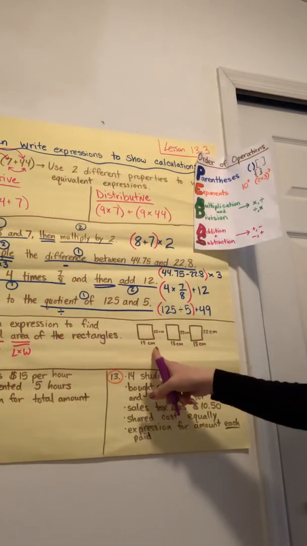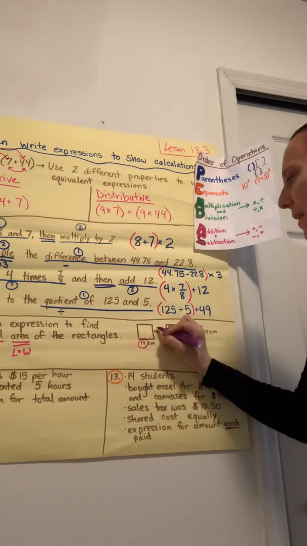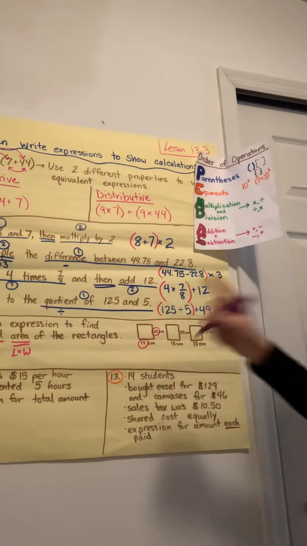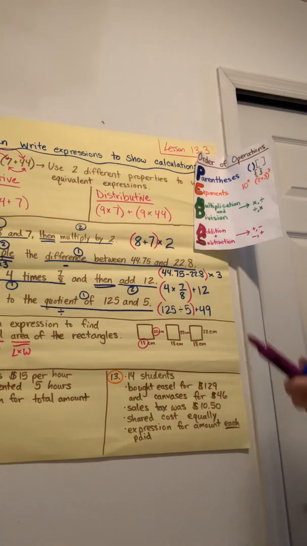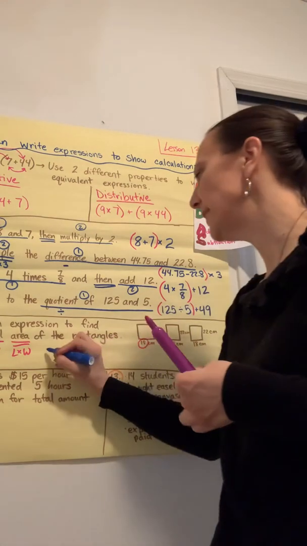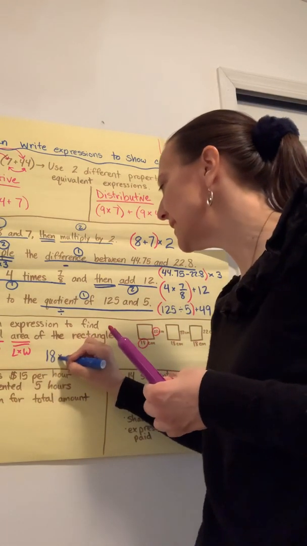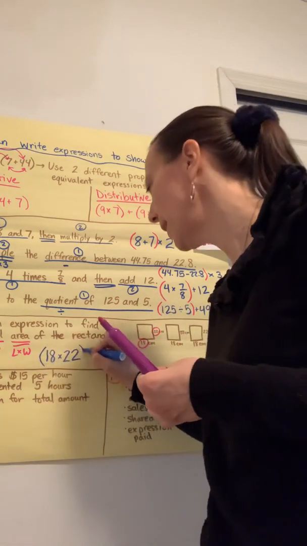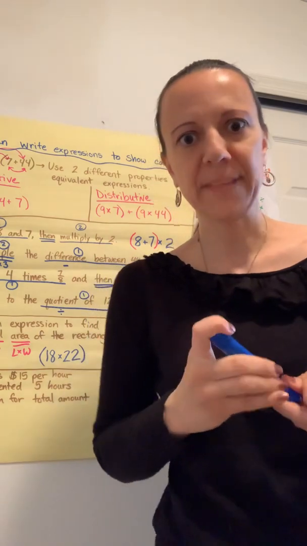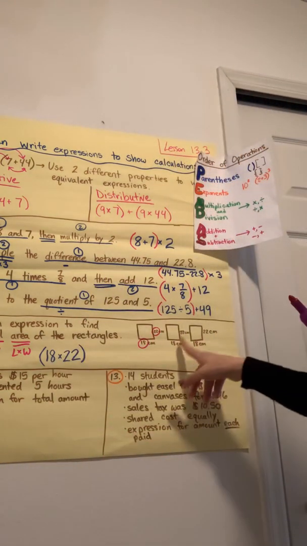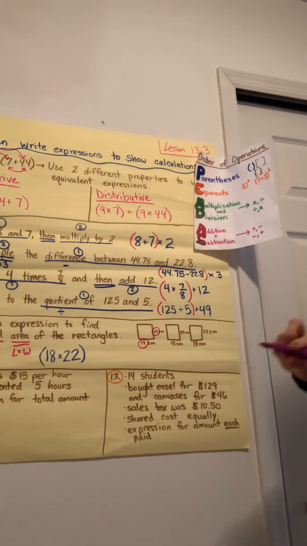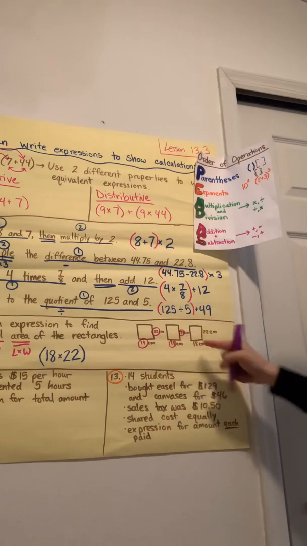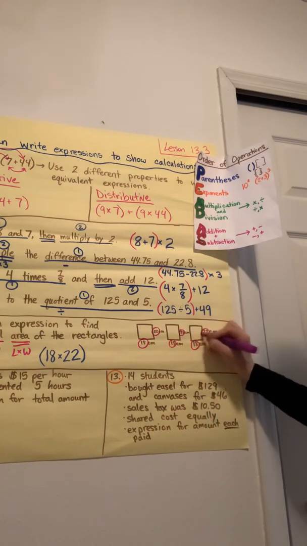To find the area of each one, I have my length, I have my width, 18 times 22. Okay. So that's the first thing I'm going to do, is I'm going to find the area by doing 18 times 22. Since that's my first step, I think I'll just go ahead and put that in parentheses. Okay, that's the first thing I'm going to do. Oh, this one is also 18 times 22, and this one is also 18 times 22.